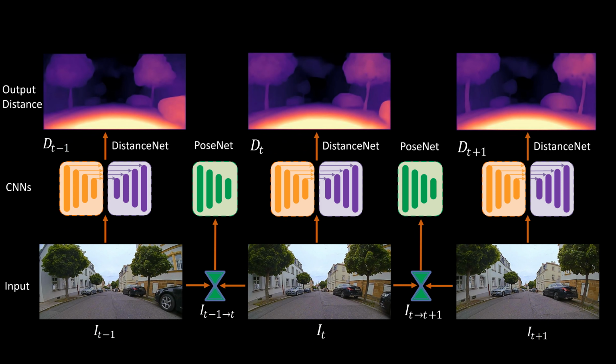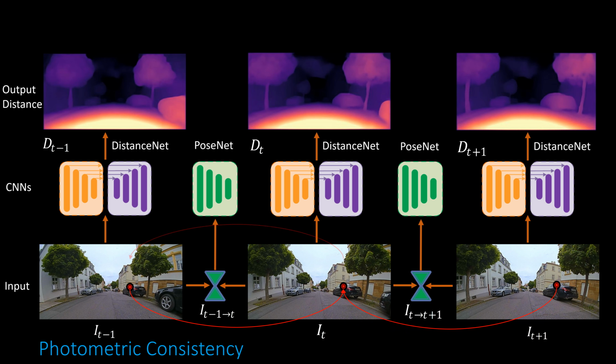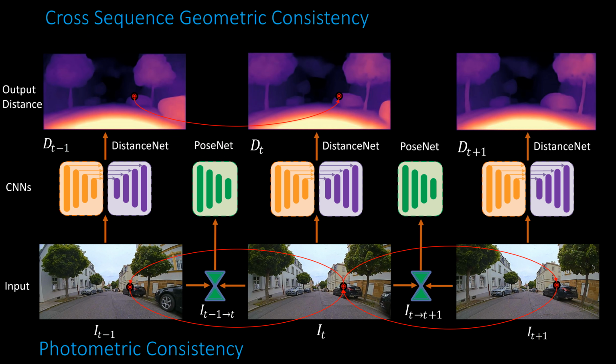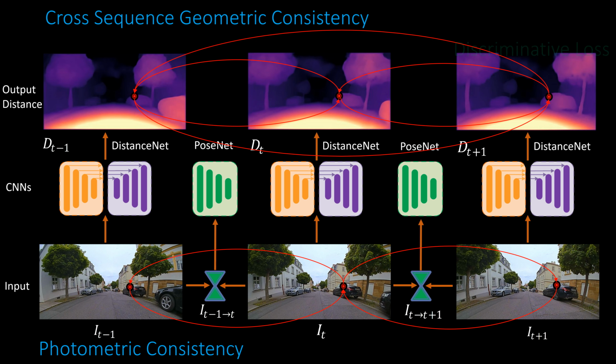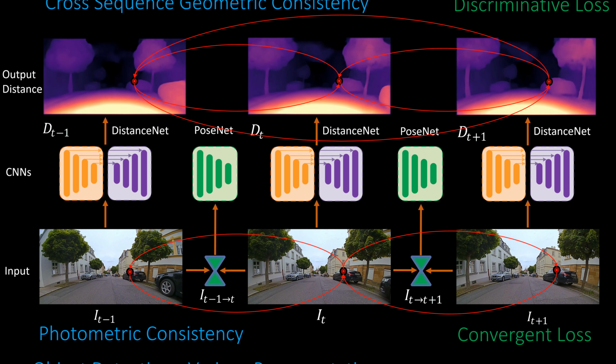Coming to the losses of distance estimation, we make use of a photometric error warped for both forward and backward sequences based on a previous work, FisheyeDistanceNet. More constraints are enforced by adding a cross-sequence geometry consistency loss. This increases the baseline and provides additional consistency constraints during training. Additionally, we incorporate two significant feature metric losses, that is discriminative and convergent loss, to emphasize the homogeneous areas.